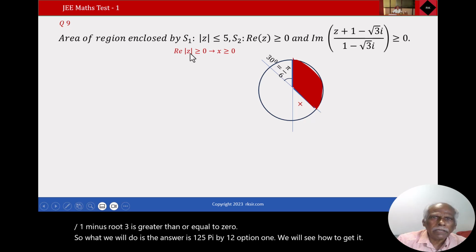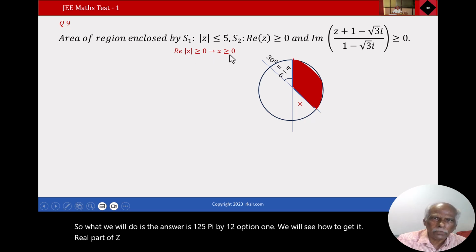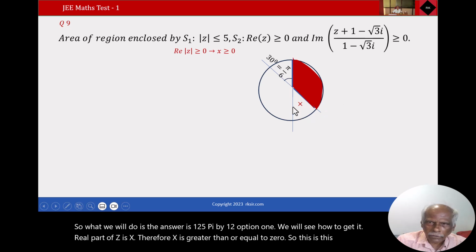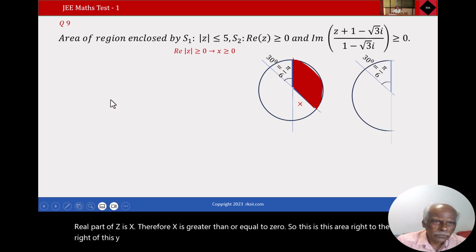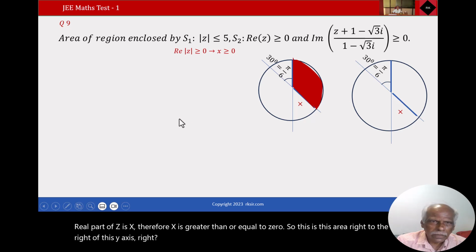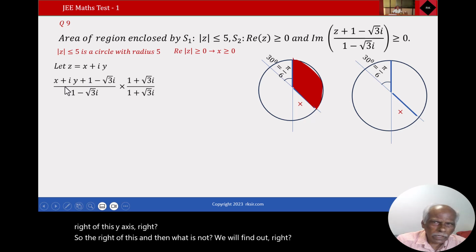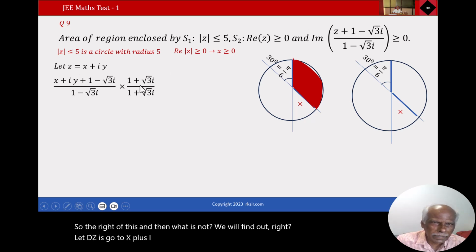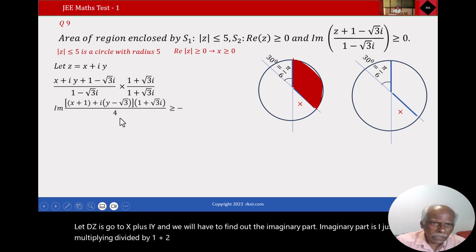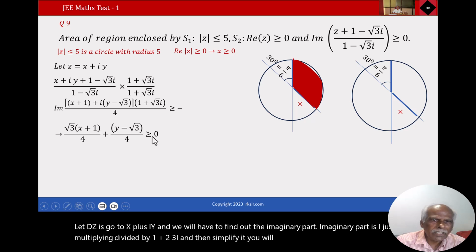See, the real part of Z is x, therefore x is greater than or equal to 0. So this is the area to the right of this y axis, right? And then we will find out the other condition. Let Z = x + iy, and we will have to find the imaginary part. I just multiply and divide by 1 + √3i, and then simplify it. You will get greater than or equal to 0.